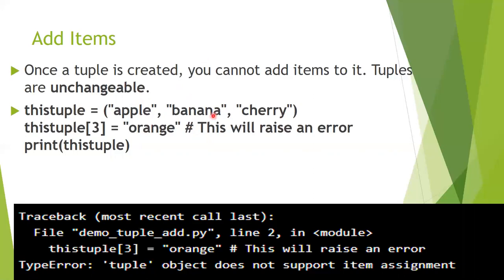So if we try this tuple at position 3 is equal to orange. As we can see, there are 0, 1 and 2. These are the indexes that contain elements, but we don't have any element at position 3. So if we want to add any element in another position, it will raise an error like this. If we want to print this tuple, it will raise an error because we can't modify the items of a tuple.